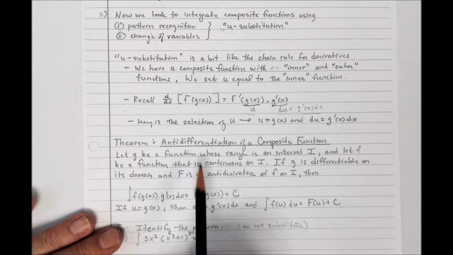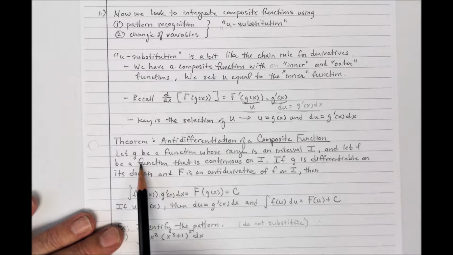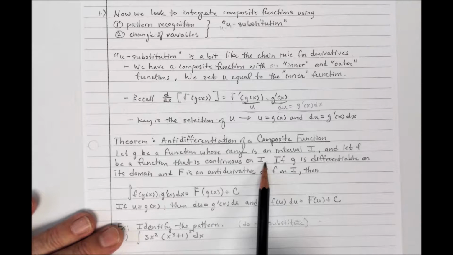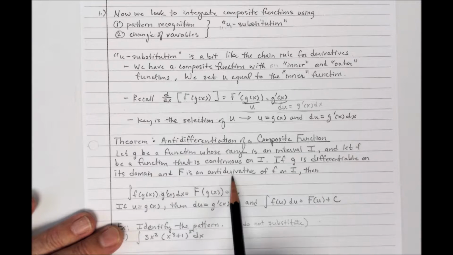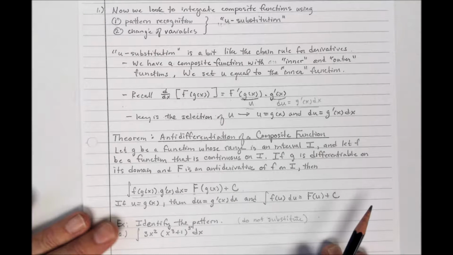So here's the theorem that allows us to use anti-differentiation, or to integrate a composite function. Let g be a function whose range is in the interval I, and let f be a function that's continuous on I. If g is differentiable in its domain and capital F is an antiderivative of lowercase f on I, then the integral, notice here, composite function, of f of g of x times g prime of x dx is equal to, notice, the antiderivative capital F of g of x, of the inside function, plus a constant, because this is an indefinite integral. I'll show you how to do definite integrals with composite functions pretty soon.